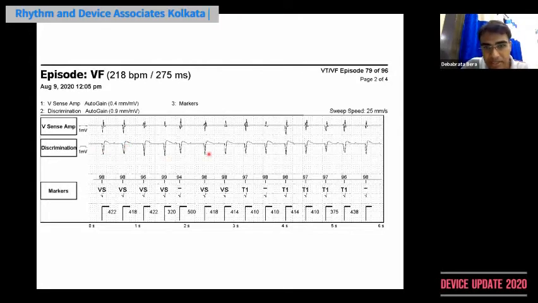But from here itself, you know, although this rate is a little fast, you can see the RR intervals here. The rate is in the range of 100 to 150. There is a little irregularity. So two possibilities are there.